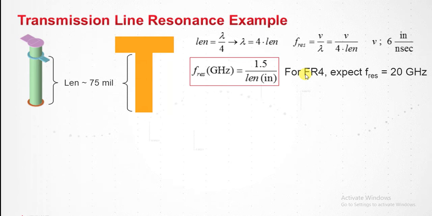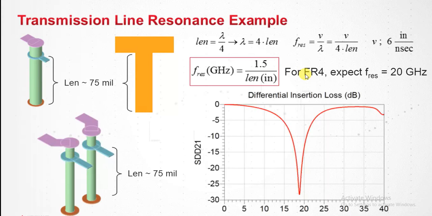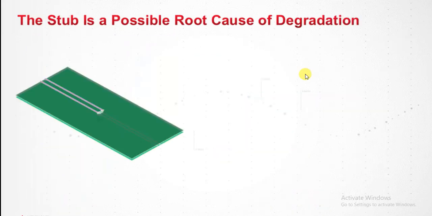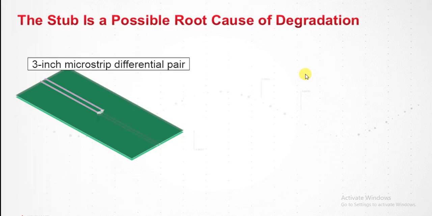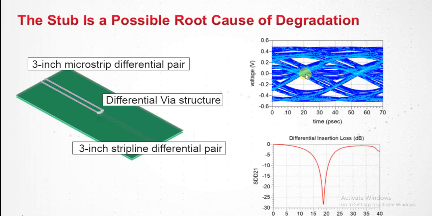Let's see what the differential looks like. Similar. Then bam. Once we do a 3D full wave analysis in our VER designer, we can see that it's very close. The simulated result and our rule of thumb approximation are really close. We have a good engineering intuition, and we know that the stub is a possible root cause of the degradation. Our reasoning is that the stub between the 3-inch microstrip and the stripline differential pair is giving us a closed eye because of this dip that is taking out all the frequency content around that frequency. Now remember, I said possible.